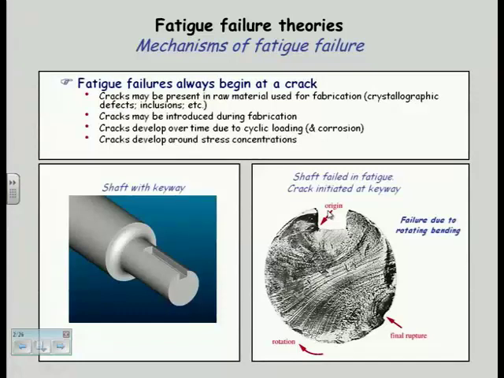So this summarizes what I just said, and let's look at this picture a little more carefully. This arrow says that's the origin. No surprise, it's at the bottom of the key, which is a stress concentration, a fairly sharp corner.